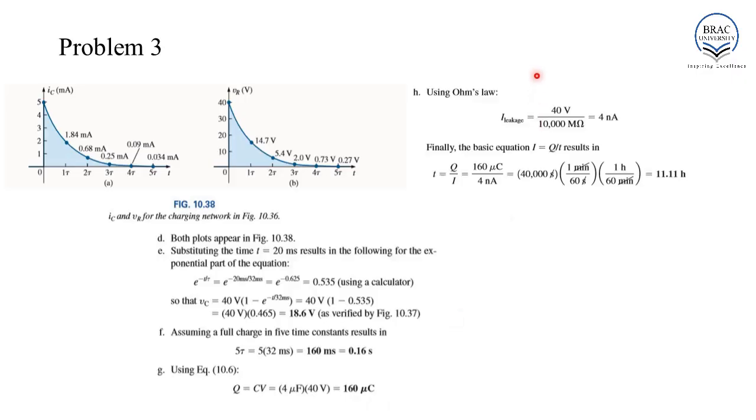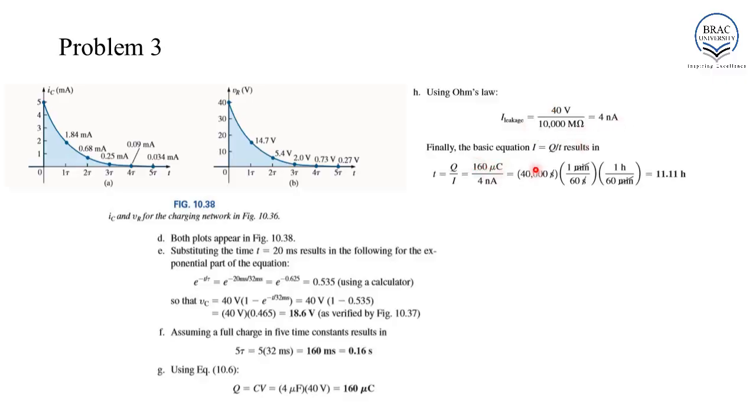After that, it was said that if the capacitor has a leakage resistance of 10,000 megaohm, then what will be the leakage current and how long will it take for the capacitor to be completely discharged? Well, we know according to Ohm's law that I is equal to V by R. Hence, the leakage current will be 4 nanoampere.